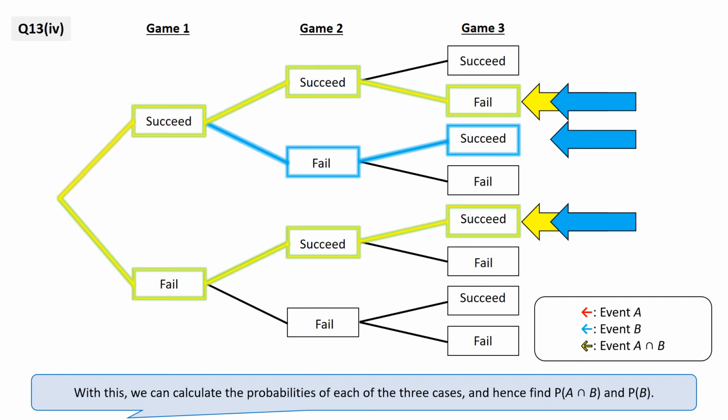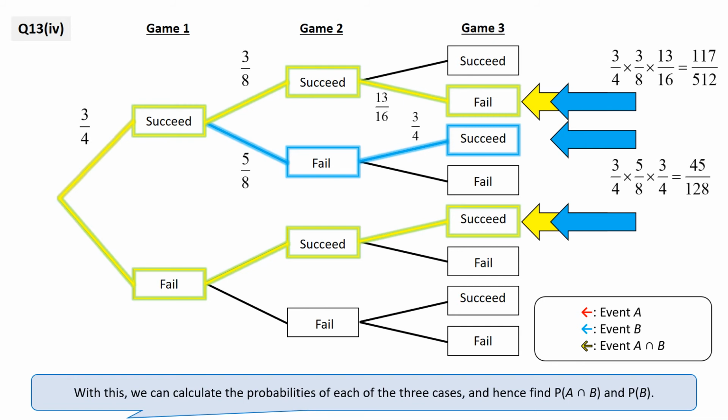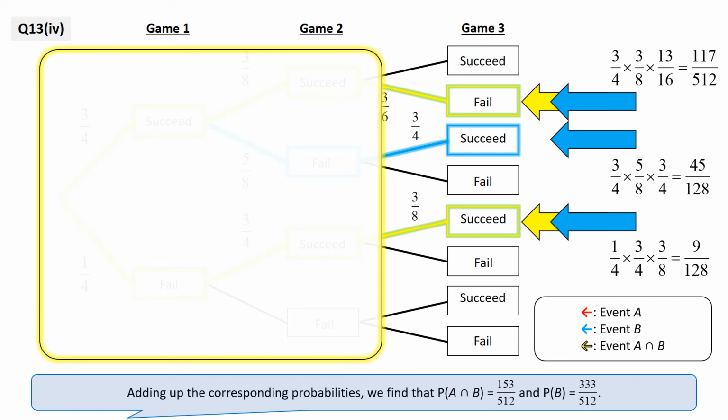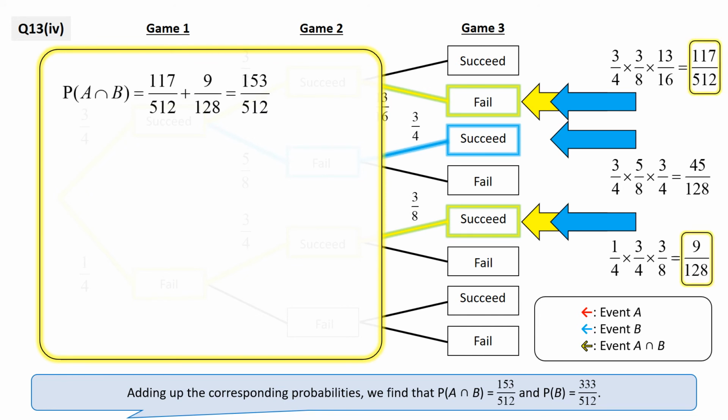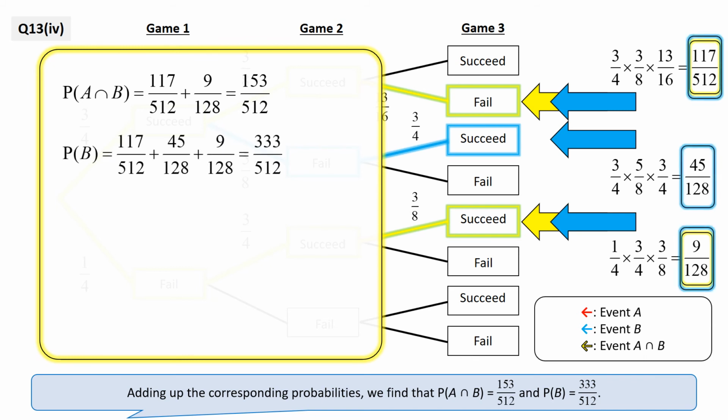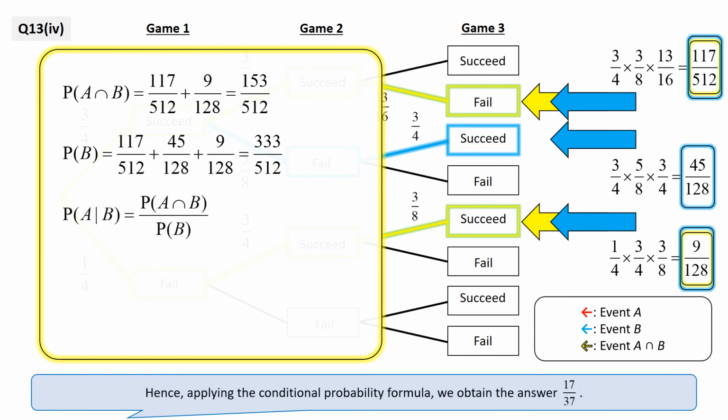With this, we can calculate the probabilities of each of the 3 cases, and hence find probability A intersection B and probability B. Adding up the corresponding probabilities, we find that probability A intersection B equals 153 over 512, and probability B equals 333 over 512. Hence, applying the conditional probability formula, we obtain the answer 17 over 37.